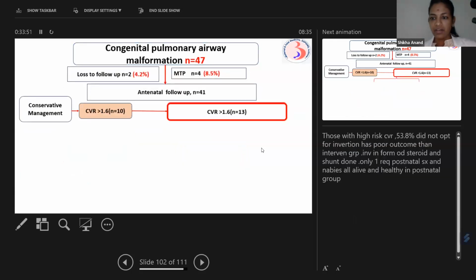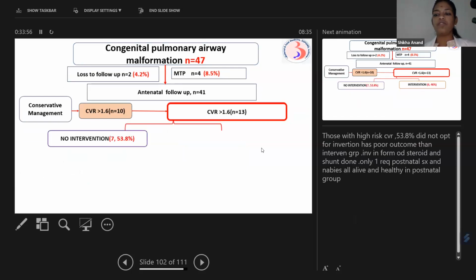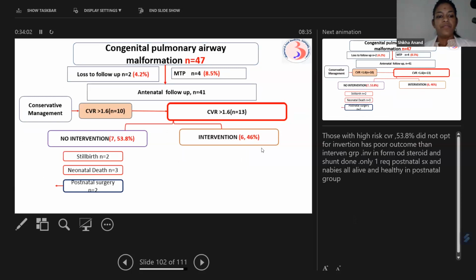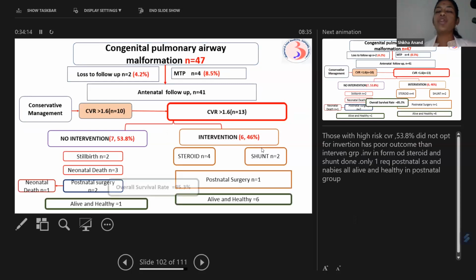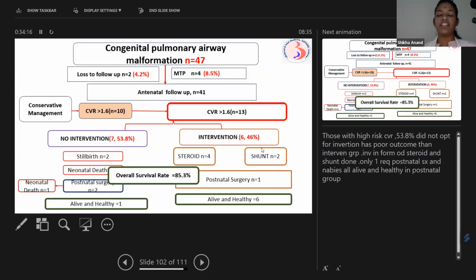In high-risk CVR, 53.8% did not opt for the intervention, and they had a very poor outcome compared to that of the intervention group. Intervention was in the form of steroid as well as shunt therapy. Only 1 required postnatal surgery, and all babies are alive and healthy in the postnatal group. The overall survival rate was 85.3%.